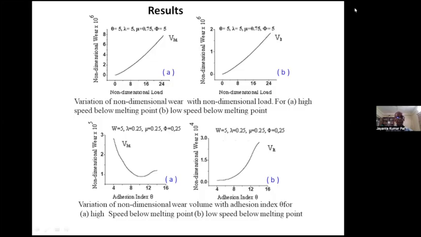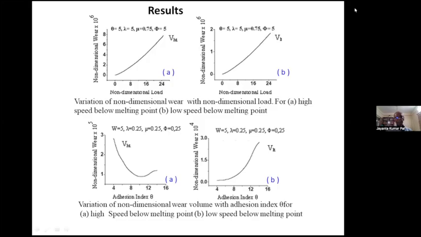The two figures in this slide down below give non-dimensional wear against adhesion index, for two cases, high speed below melting and low speed below melting. Now here we see that when adhesion index is low, wear is large. And as it rises, wear falls and then starts rising.